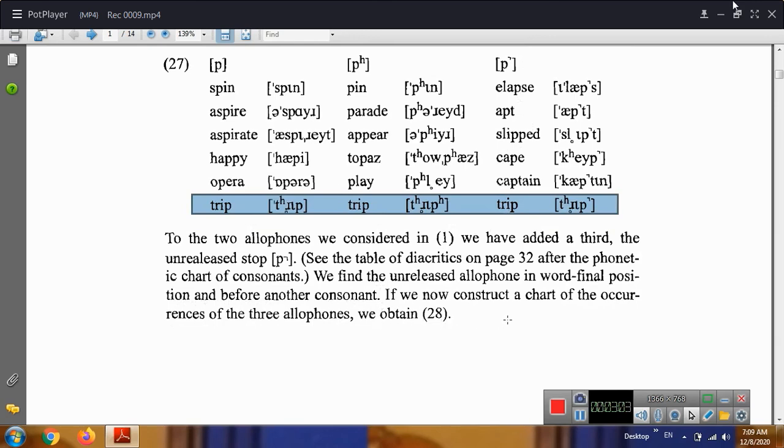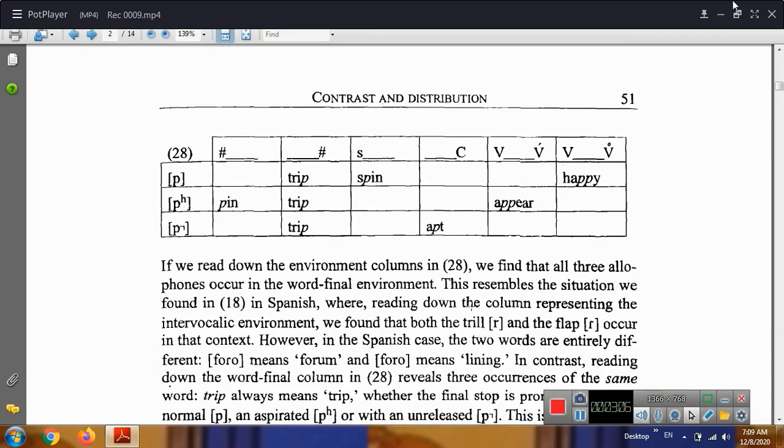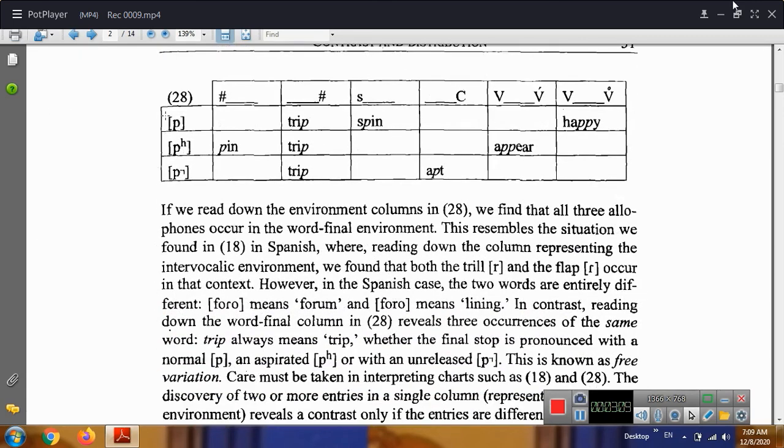If we now construct a chart of the occurrences of the allophones, we obtain such a table, in which plain P comes at the end of the word after the C and in intervocalic environment when the second vowel is unstressed. The aspirated P comes at the beginning of the word, at the end of the word, and between two vowels when the second one is stressed. And the unreleased P comes at the end of the word and before the consonant. But they are in complementary distribution in such environments.